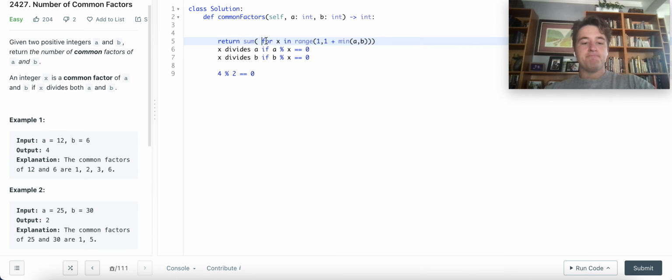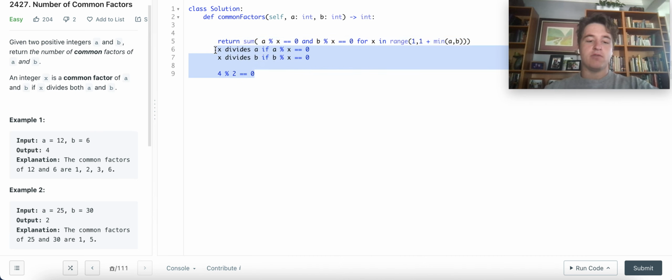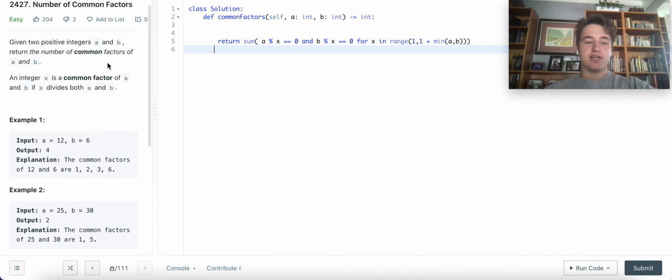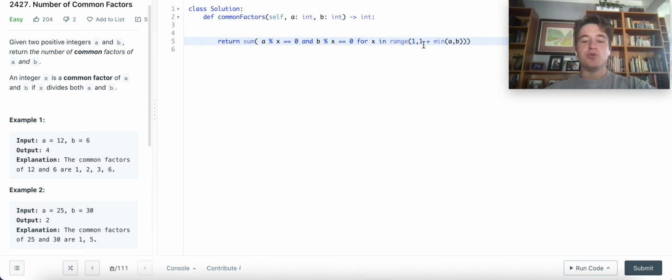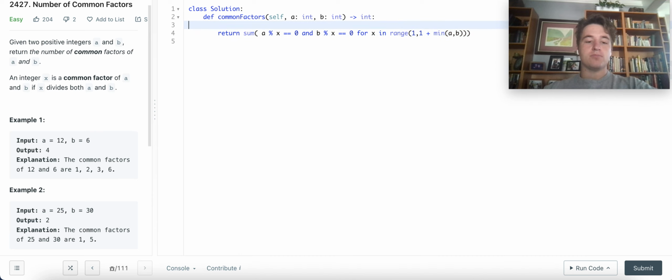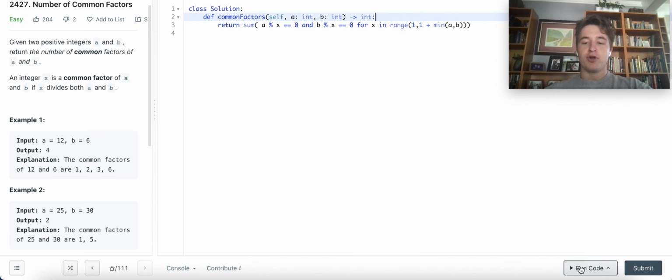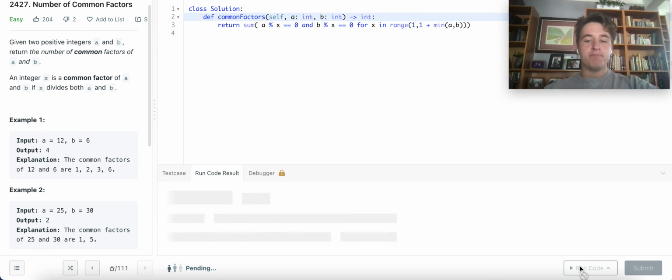And we say A mod x equals 0, and B mod x equals 0. If they both equal 0 for each x, that means that it's a common factor of A and B. And then we just sum up each one, going from the range of 1 to the minimum one, because no number greater than the minimum one will divide the minimum one.